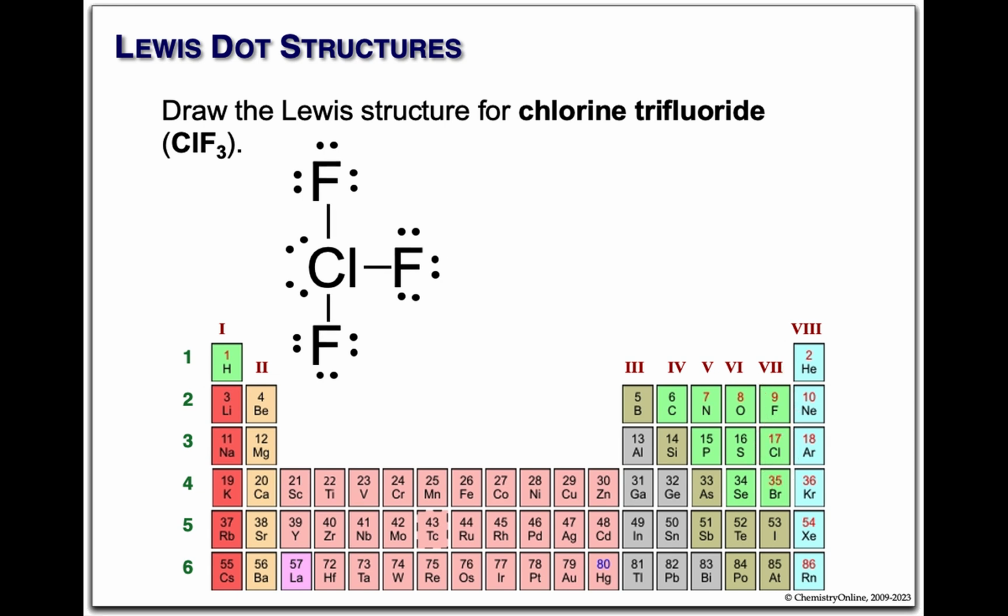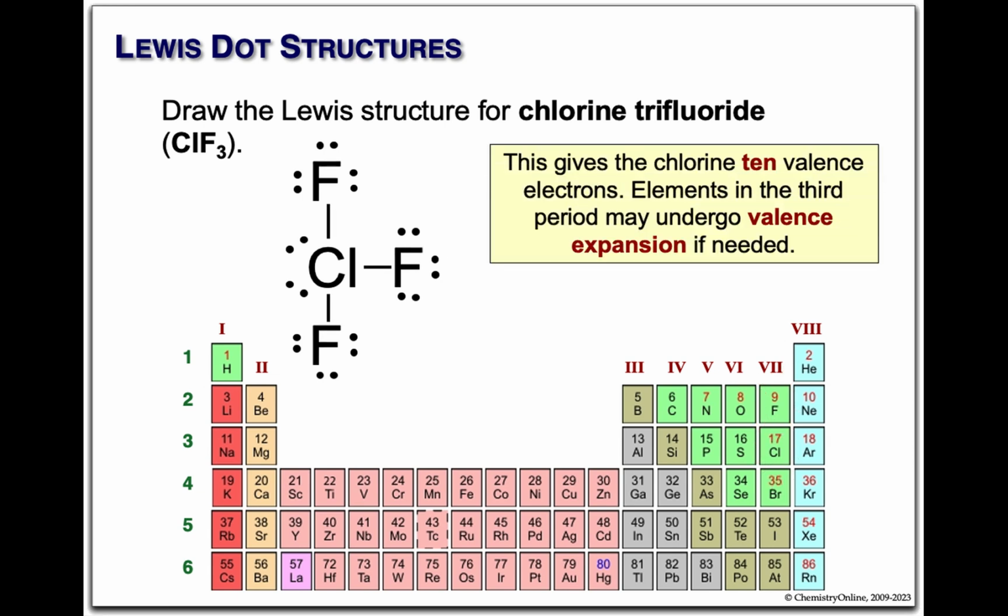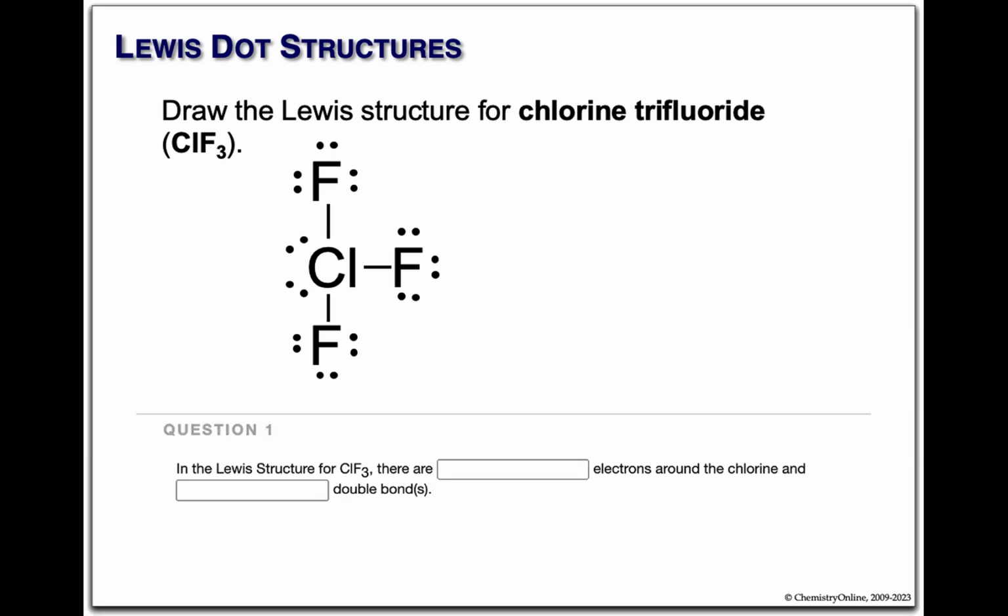ClF3 looks like this. So, how many electrons around the chlorine? 2, 4, 6, 8, 10. How many double bonds do we have to make? None. On Blackboard, you would simply enter 10 electrons around the chlorine. Is it 2, 4, 6, 8? Yeah, 10. And 0 double bonds. Any questions?